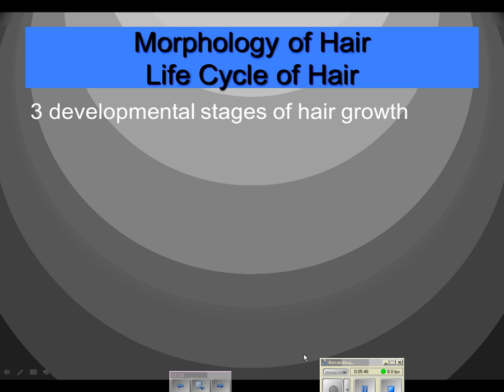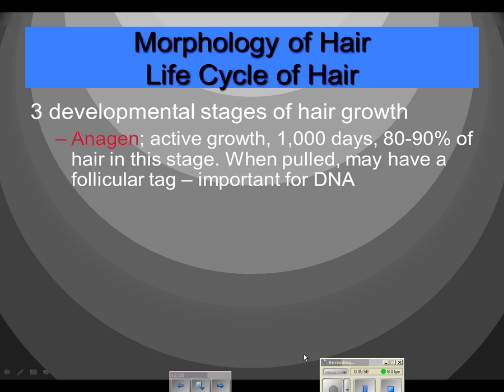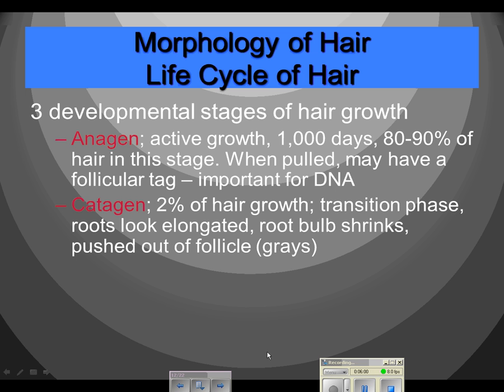Now, there's three developmental stages of hair growth. The first is the anagen stage, which is the active stage, and it lasts about 1,000 days. 80 to 90% of your hair is in this stage, and when it's pulled, you may actually have a follicular tag, which is important for DNA.